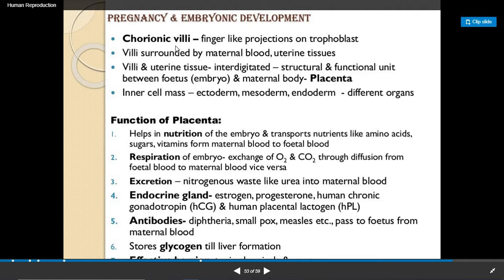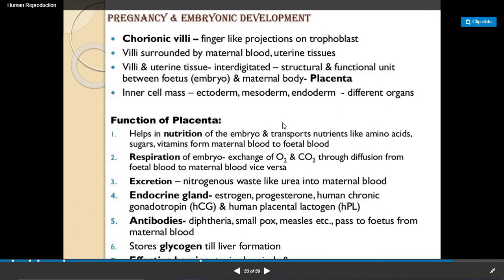Here chorionic villi are there. These villi are nothing but finger-like projections present on the trophoblast layer. They are surrounded by maternal blood and the uterine tissues. Villi and uterine tissue are interdigitated and form a structural and functional unit between the fetus and the maternal blood, which forms the placenta. The inner cell mass is again divided into ectoderm, mesoderm and endoderm, which later form the different organs.